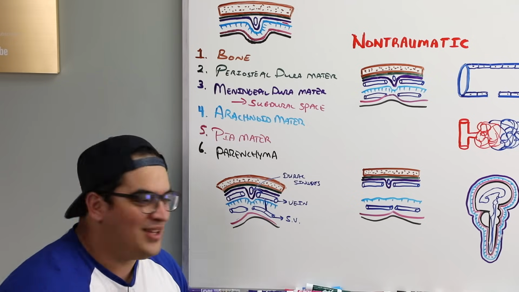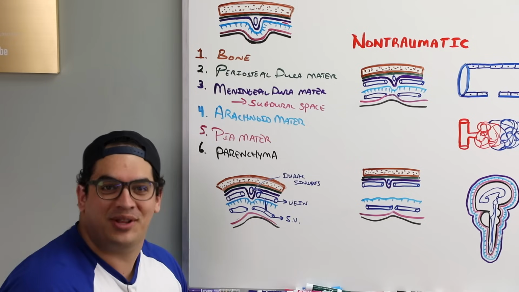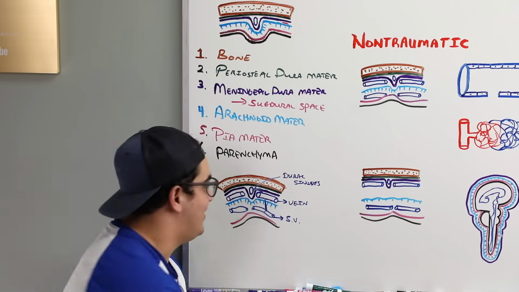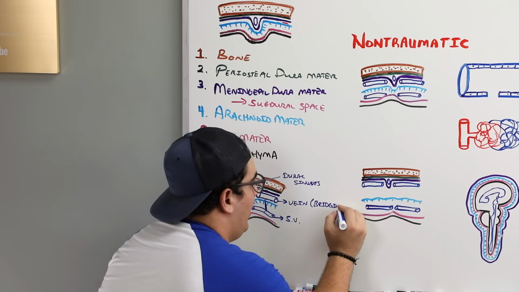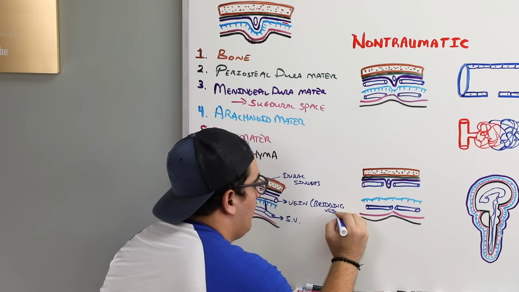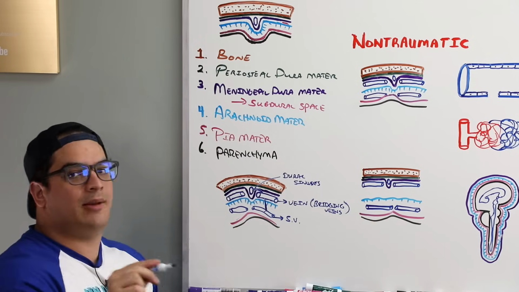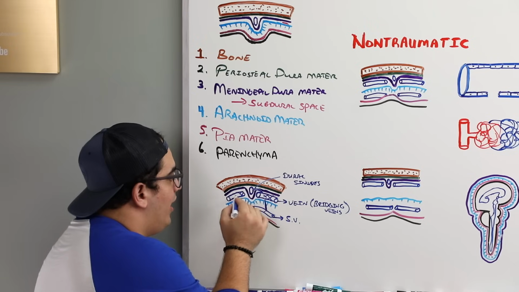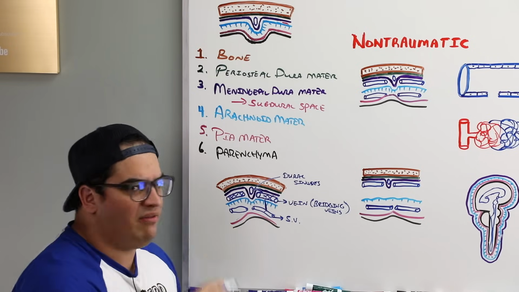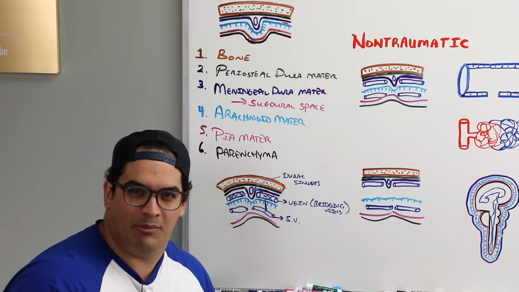What do you think these veins are that are present within the subdural space? What do you think they're called? The bridging veins. So this is called the bridging vein. So what happens is when someone develops a subdural hematoma, there's actually tearing or breaking or rupturing of the bridging veins. How is that different from an epidural hematoma?